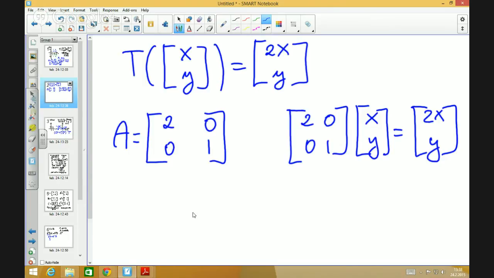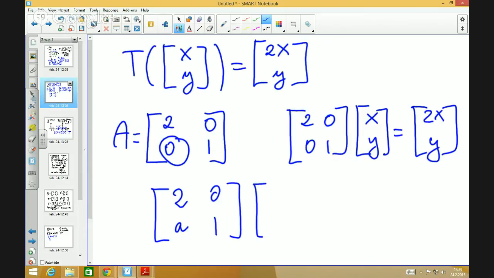Yes? The question is, doesn't matter what we put here? Is that what you were asking for? Okay, so let's assume that we put something else there. Let's say we put some number A, and we do the multiplication.